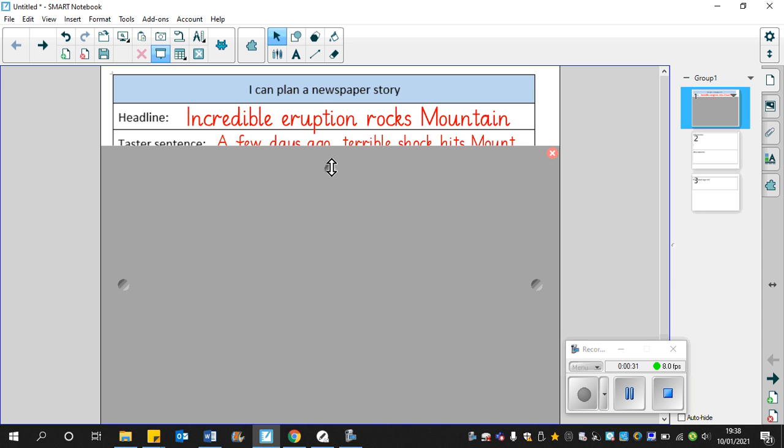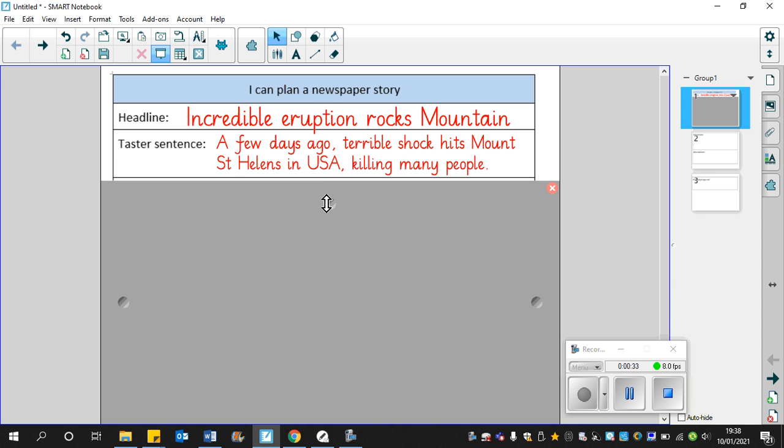Next is the taster sentence. Now, here's my taster sentence. I obviously want you to think about your own. Remember, a taster sentence is just a sentence which gives people an idea of what the story is about. Try to include a few details like when it happened, what it was, whereabouts it is, what did it do, that sort of thing. But obviously, you're not telling them the whole story because that would be far too long. Just a little sort of a taster, exactly.